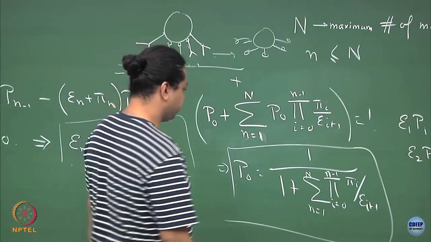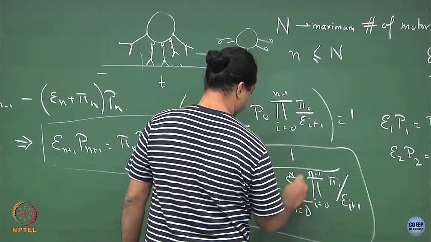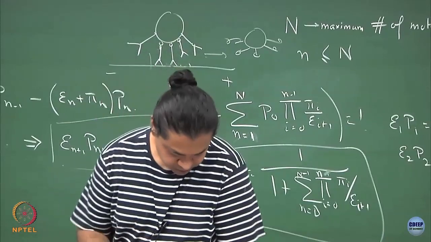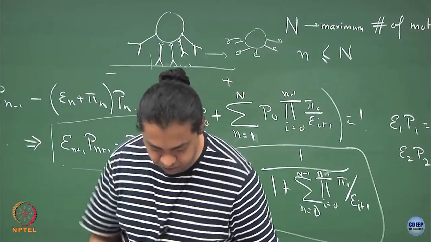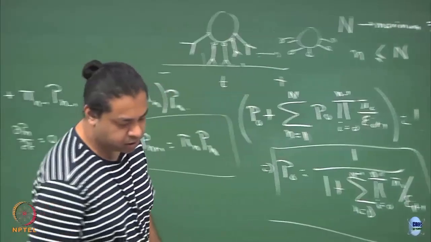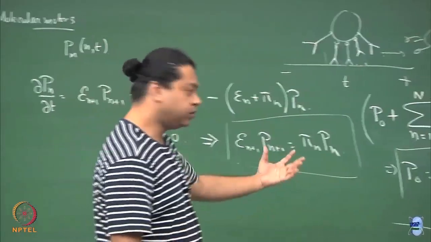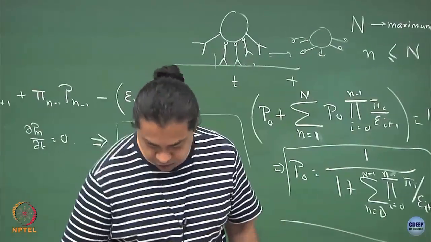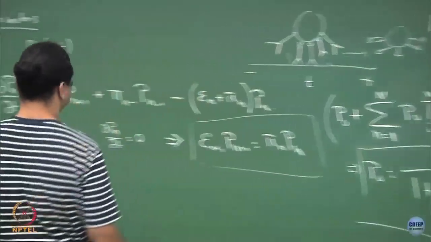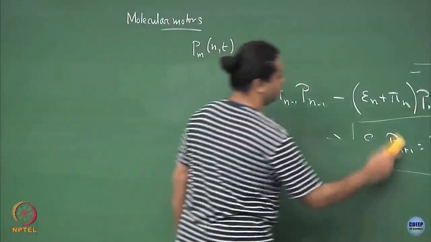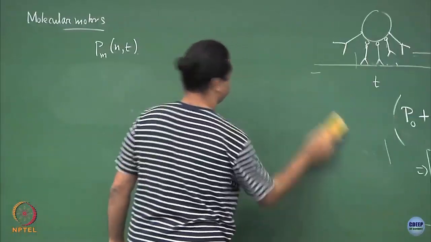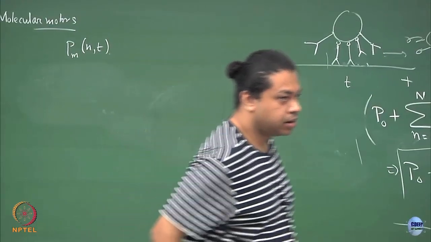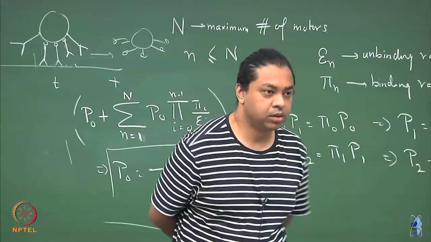And I can write down the boundary times. So for example, if I started off with the state where all capital N motors were bound, then I have nothing more to bind, okay, because my maximum number of motors is capital N, which means this sort of a term will not be there. The only thing I can do is that I can unbind the motor. So I will stay in that state for the inverse of the unbinding rate, and the only thing I can do is go to the N minus 1 comma N state with probability 1.